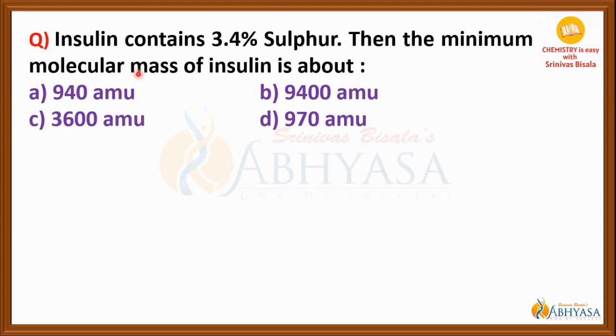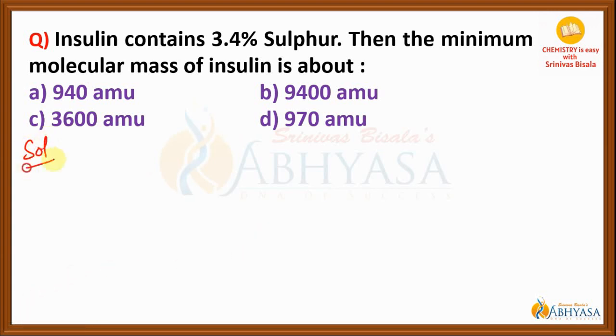Let's see the numerical. Insulin contains 3.4% sulfur. Then what is the minimum molecular mass of insulin? So we need to find out the minimum molecular mass of insulin, and in that insulin there is 3.4% of sulfur. It is a very simple numerical, and I got this here only for making you practice a different pattern numerical. Let's see how to solve this.